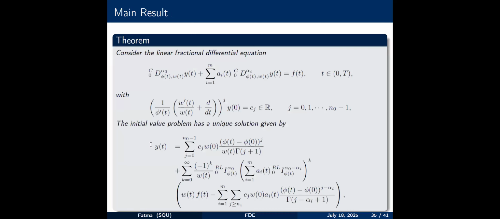And here is just a summary of the result as a main theorem. I did not write the spaces here because there was not enough room, and I would need more time to explain the idea of the spaces and how we convert them, but if anyone is interested, we can talk about this later.